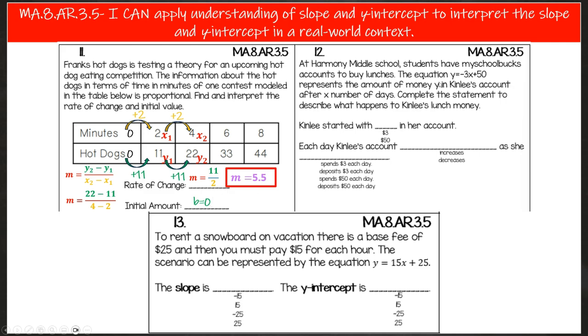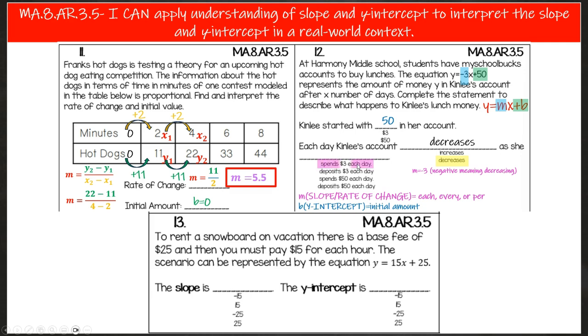At how many middle school students have My School Bucks accounts to buy lunches? The equation y is equal to negative 3x plus 50 represents the amount of money y in Kenley's account after x number of days. Complete the statement to describe what happens to Kenley's lunch money. So if we're looking at the form y equals mx plus b, the initial amount in the account is the $50. That accounts for the starting point. She is spending $3 each time she buys a lunch, so it is decreasing. Kenley's account is decreasing because she spends $3 each day. And that one's pretty easy.